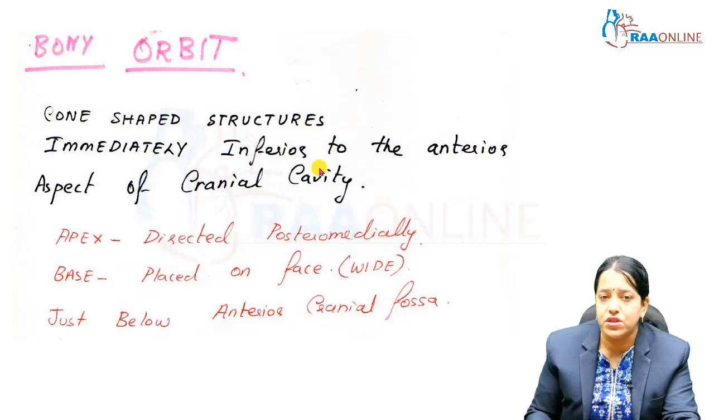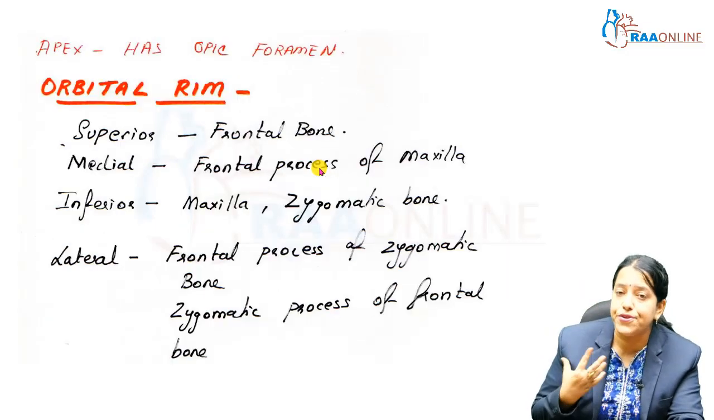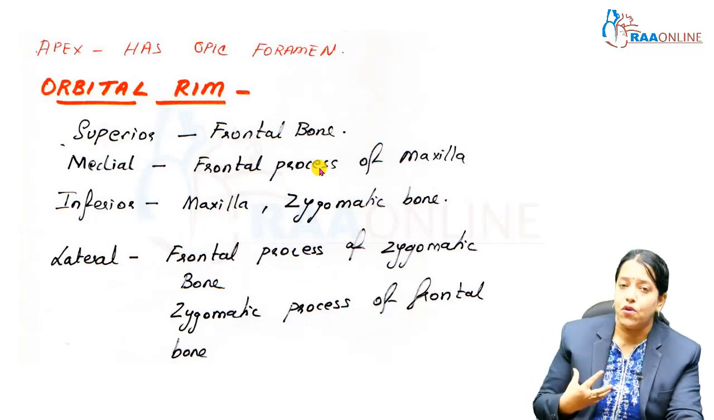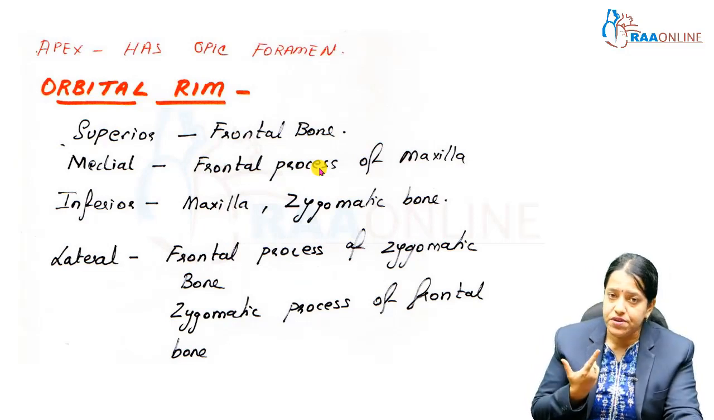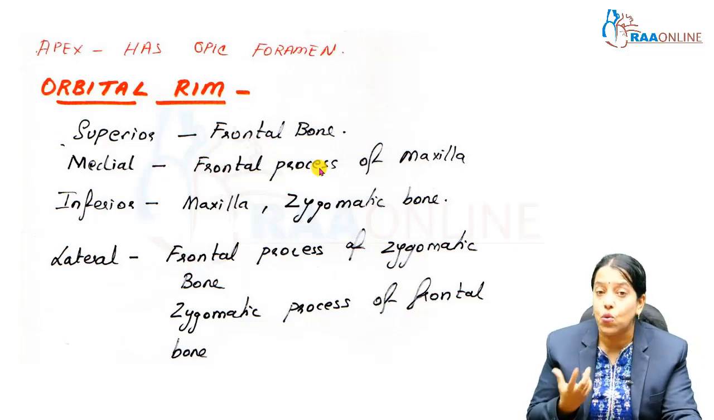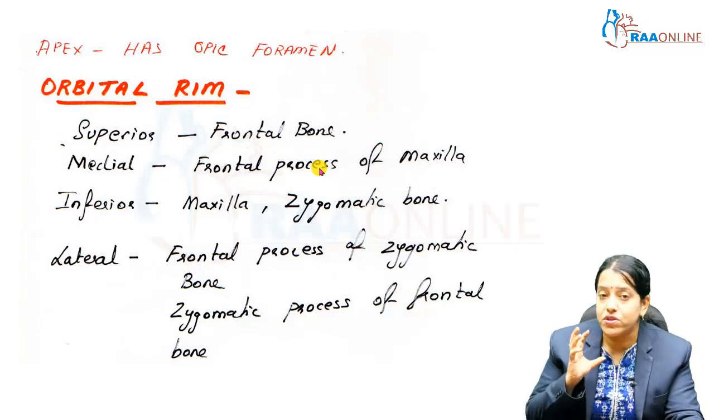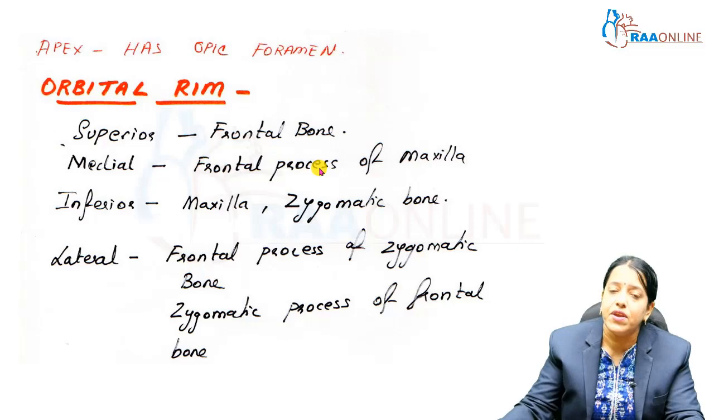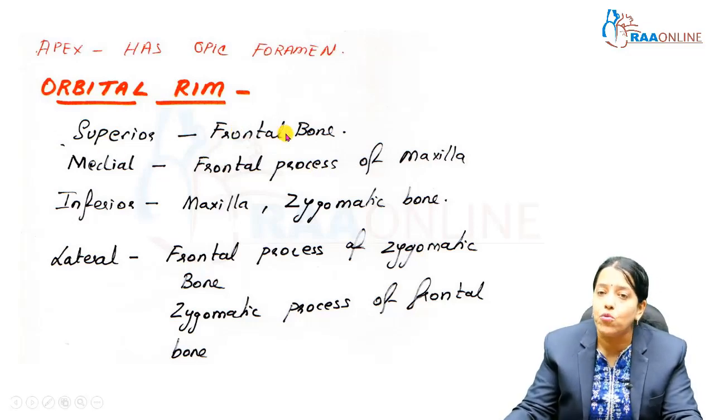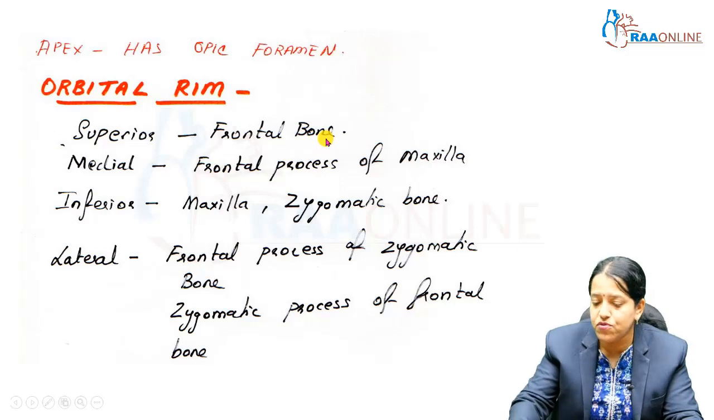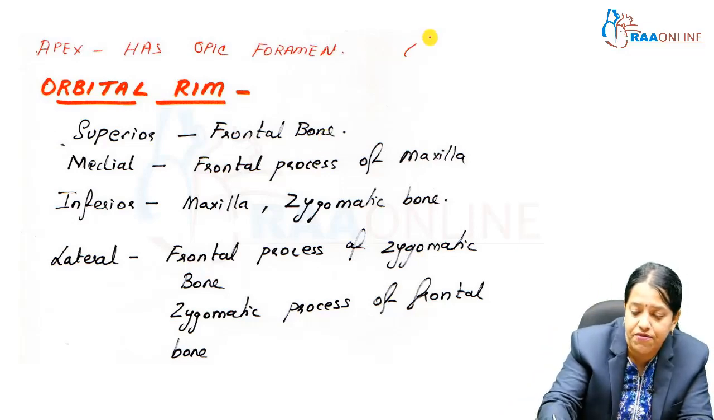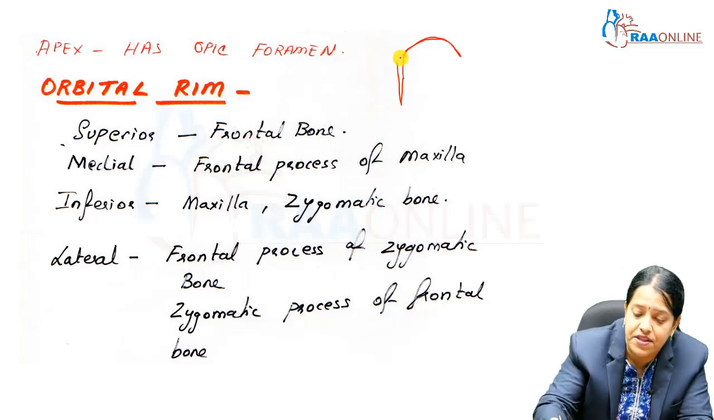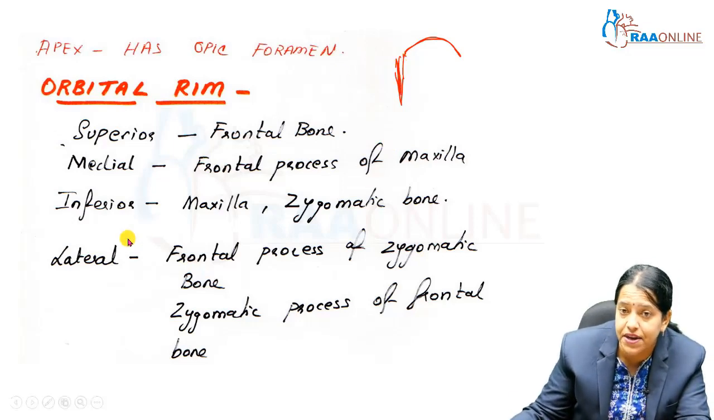So now we start with the orbital rim. I already introduced this term to you. What is this orbital rim? The base of the orbit, which is a pyramidal shaped or cone shaped cavity, opens onto the face and forms a rim where it opens onto the face, and this orbital rim is bounded by some bones. So superiorly you have the frontal bone. Then medially, you have the frontal bone and also the maxilla, the frontal process of maxilla. Basically, this is more of the frontal process of maxilla medially.